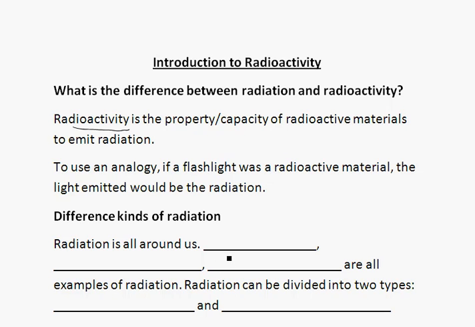Now there's different kinds of radiation. Radiation is all around us. We have visible light coming from the sun or coming from the lights. This is all radiation, electromagnetic radiation. UV light is radiation. Radio waves. Microwaves are some other examples. So these are all types of radiation.